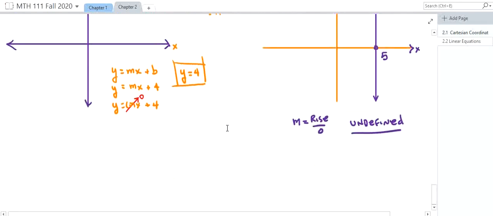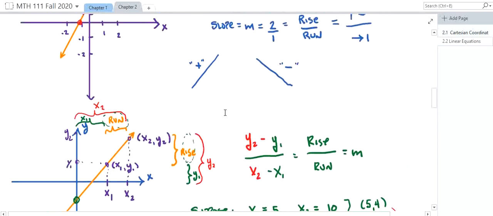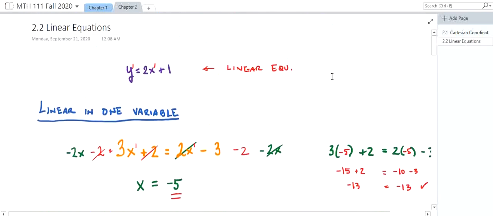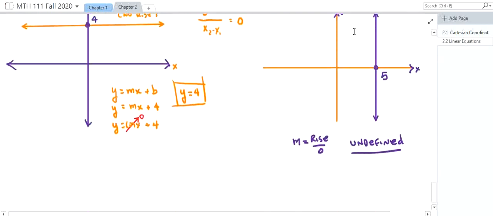Okay, there are some other topics about parallel and perpendicular lines in this section, but you guys can look through that on your own, because I think I'm going to end here with my discussion on lines.